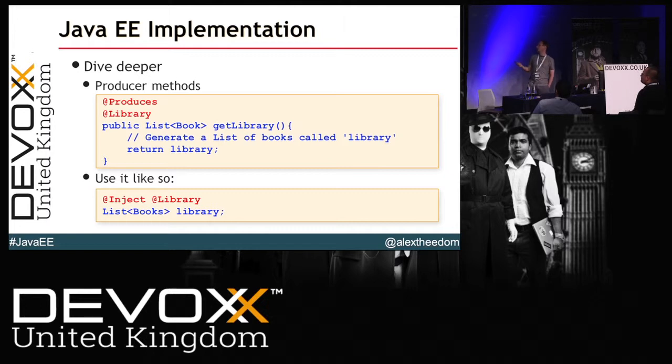By annotating the getLibrary method with @Produces, we are saying to the container, I want this list of books to be injectable. I want you to create this list of books. I want you to inject it wherever you see a relevant injection point. Here, our injection point is using @Library, which is a qualifier, to make it clear that this list of books generated by this getLibrary method is the one we want to inject into this point.